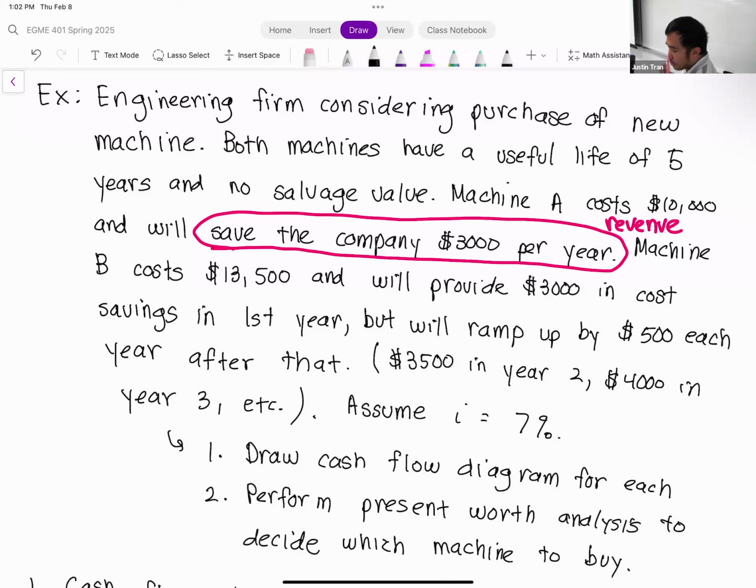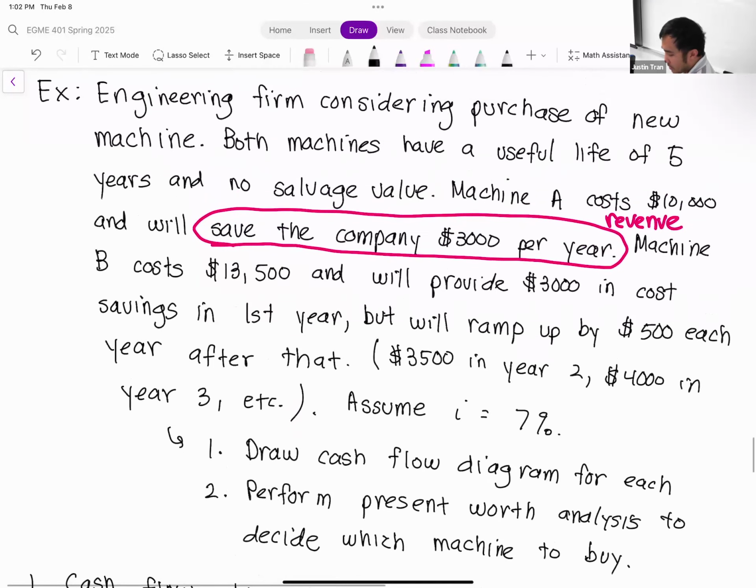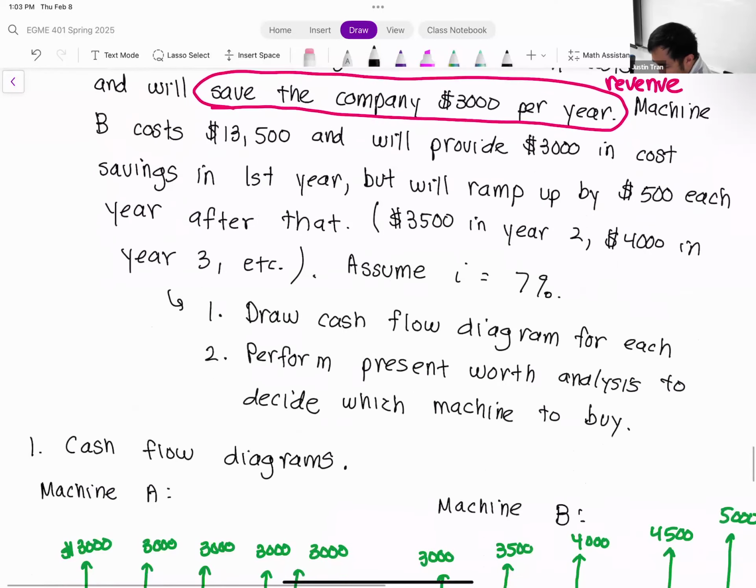But it's going to provide you more revenue over time, right? And so what we said was that it'll provide you $3,000 in revenue in the first year, but this is going to ramp up by $500 each year after. Okay. And so if we assume an interest rate of 7%, what we want to do is find out which is the more economically smart alternative, right? You could either go with machine A or machine B. Okay. All right, so to do this, we had a couple steps.